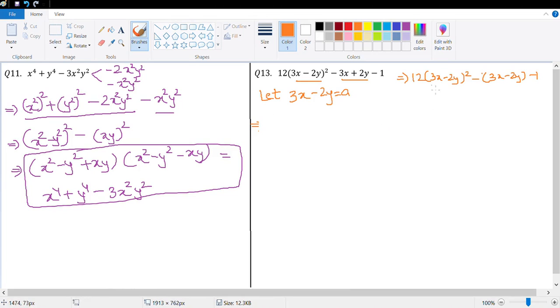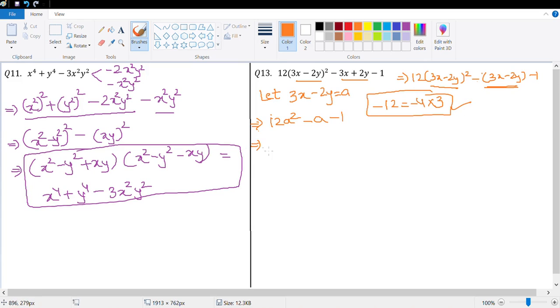So if I replace this with a, what I get is 12a square minus a. This is 1a, not negative 3a the way I had written. So this is minus a minus 1. Now let's check again. I have to find factors of negative 12, the sum of which should be negative 1. So negative 12 can be written as negative 4 into 3, and the sum of negative 4 and 3 is negative 1. So that's the factor.